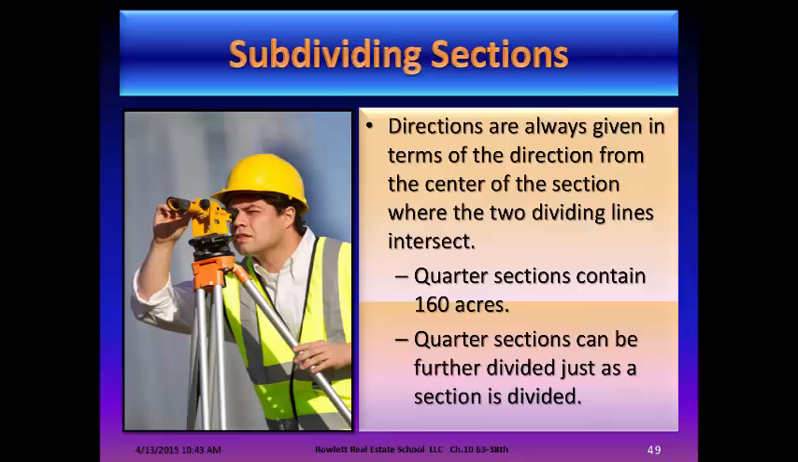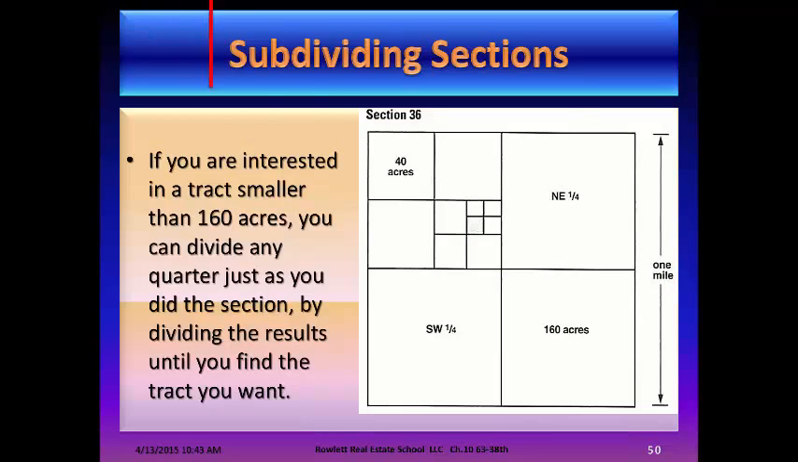Quarter sections can be further divided just as a section is divided. If you are interested in a tract smaller than 160 acres, you can divide any quarter just as you did the section, by dividing the results until you find the tract you want.